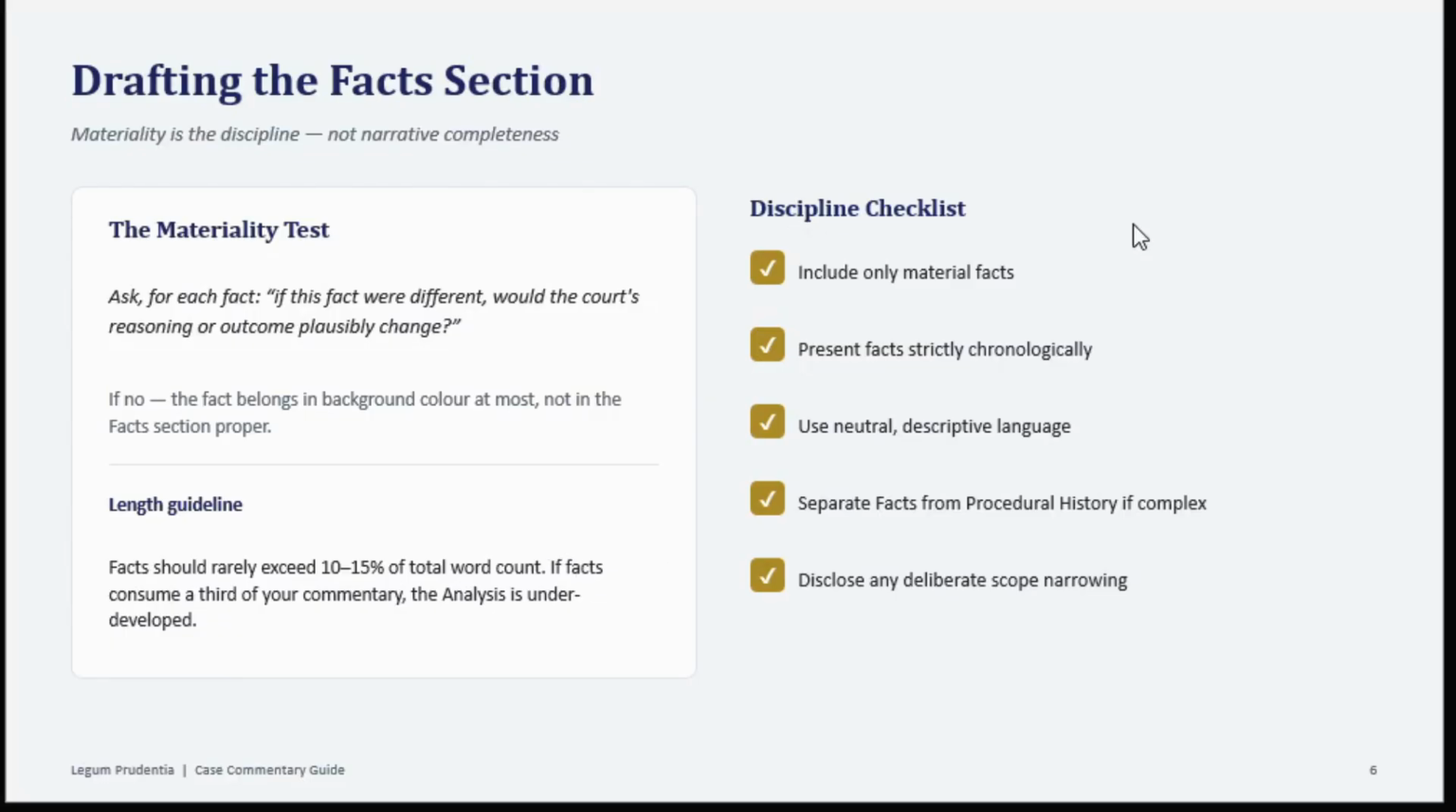Here is a discipline checklist. Include only material facts, present facts strictly chronologically, use neutral descriptive language, separate facts from procedural history if complex, and disclose any deliberate scope narrowing. Whenever you are drafting a case commentary, try to use this checklist for yourself.